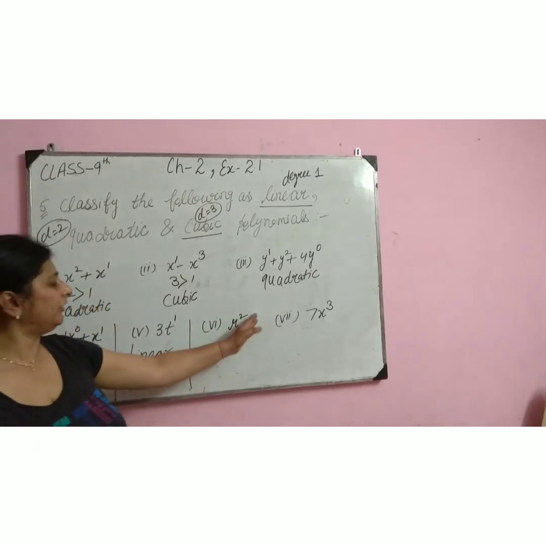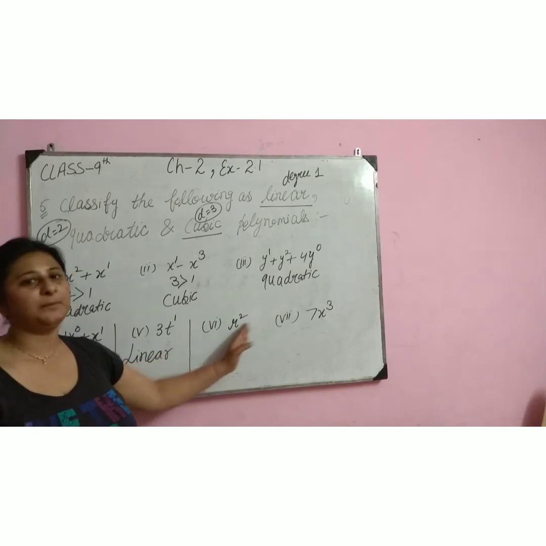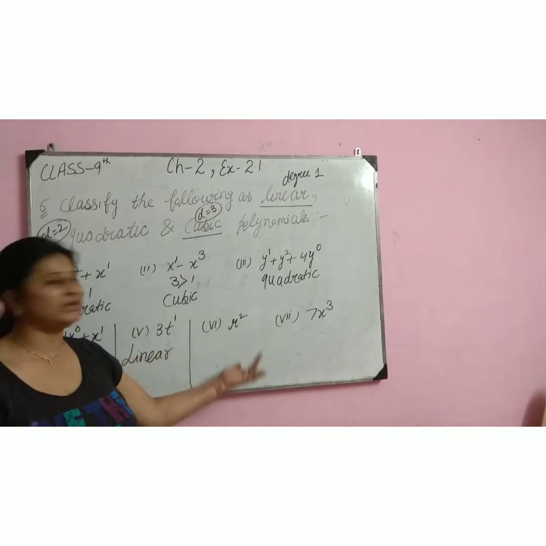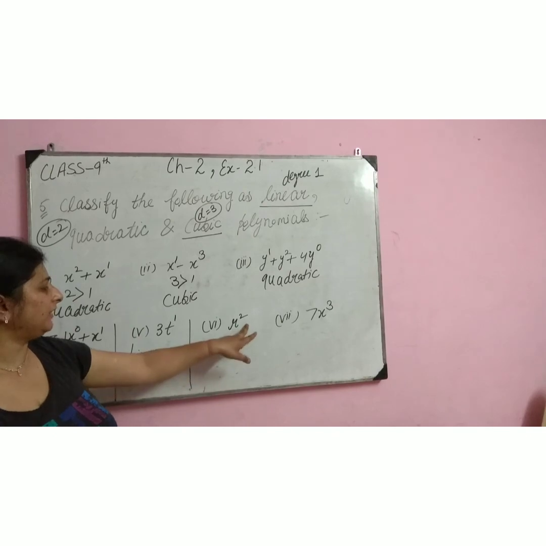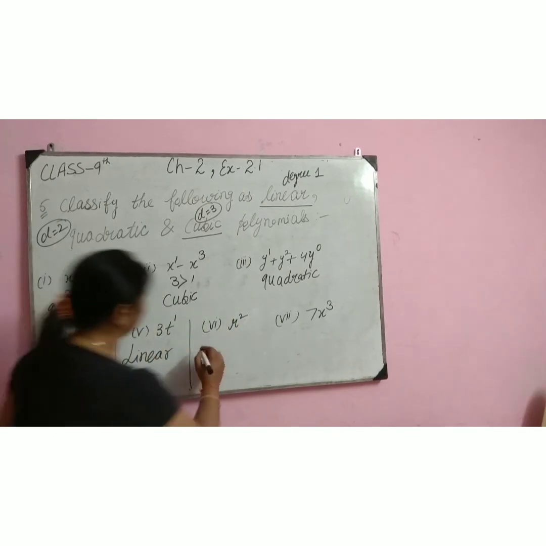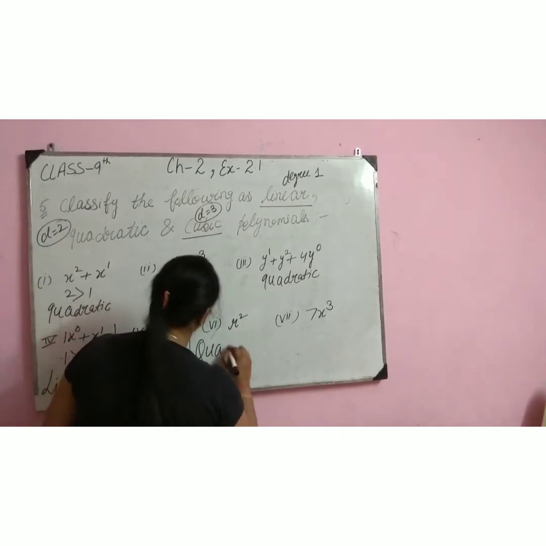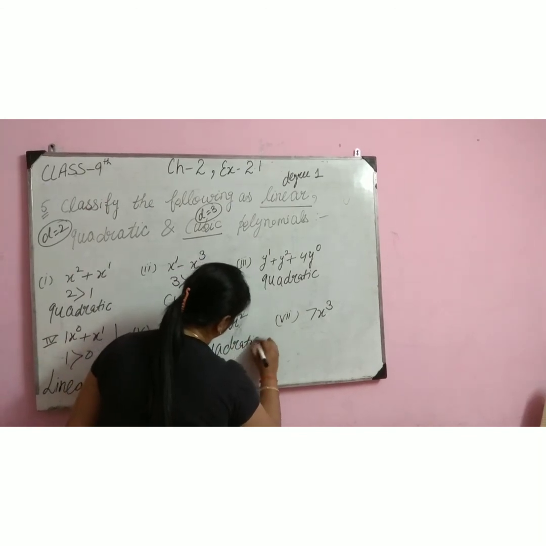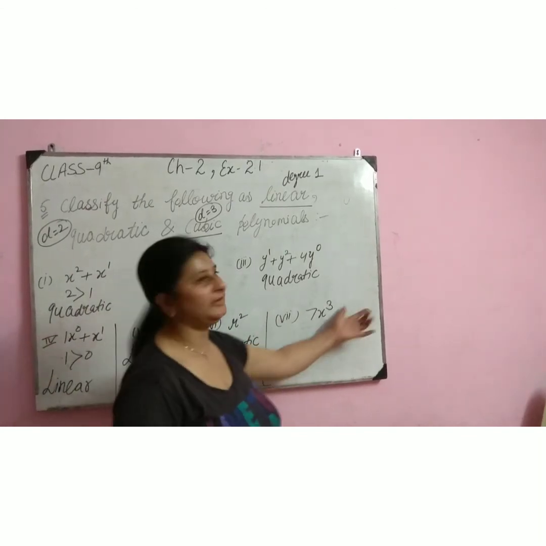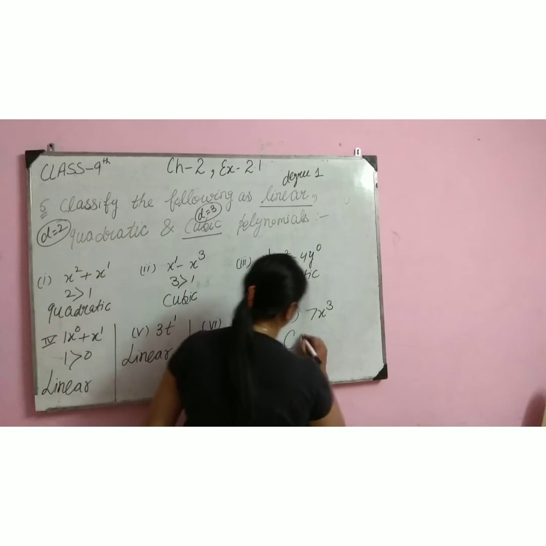Here the degree is 2. No other term is compared, so there is only one degree, that is 2. It means that it is quadratic. Here is only degree 3. It means cubic.